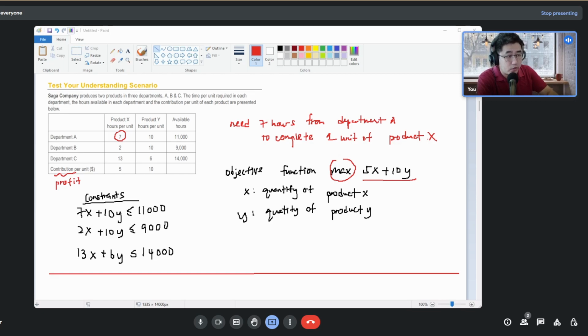Then we have a second constraint, which is 9,000 minus 2x over 10. Then we have the third graph. Please wait for a while, let me finish keying in first. 14,000 minus 13x over 6.